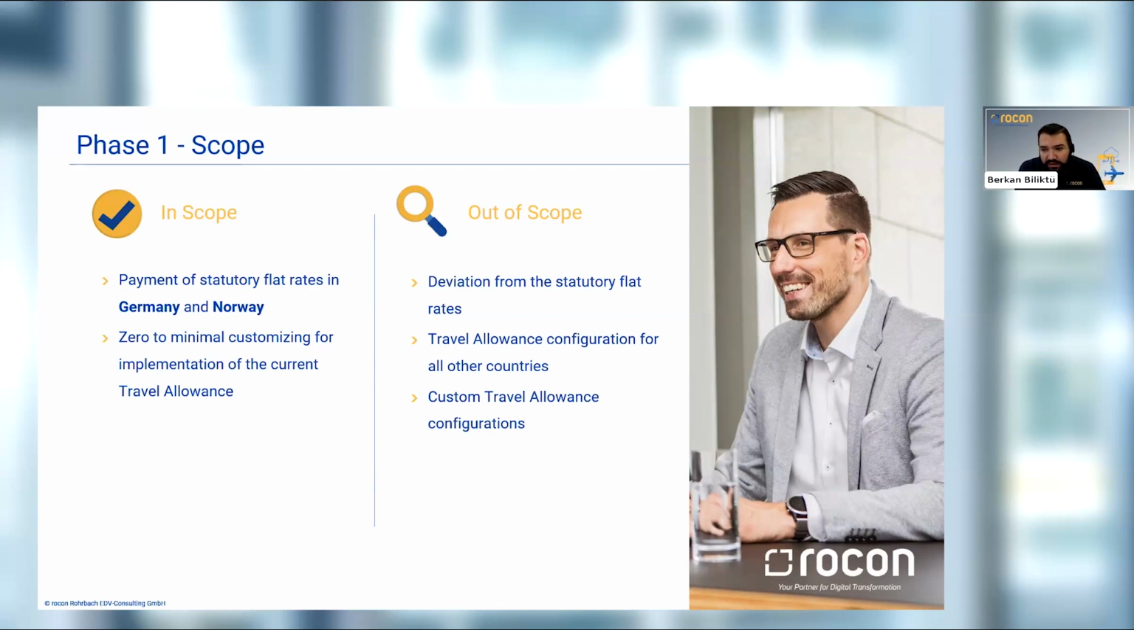In addition to that, we can have zero to minimal customizing inside of the travel allowance configuration. Otherwise, this will be a custom upgrade, which is currently not in scope. Items which are out of scope are when you are deviating from the statutory rates, the travel allowance configuration for all other countries globally, at least for the current stage. And when you have custom travel allowances, then we are not allowed to do any upgrades there.